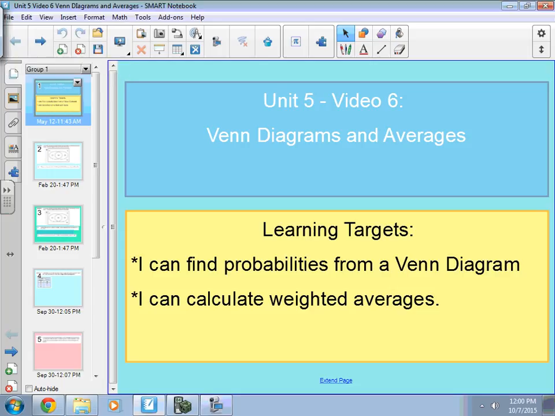All right, today we're going to look at one more thing here with probability and possibilities, and that is if you get some kind of diagram. So we're going to be looking at Venn diagrams and also averages. And what we're going to be looking at is that you can find the probability from a Venn diagram and that you can calculate weighted averages.